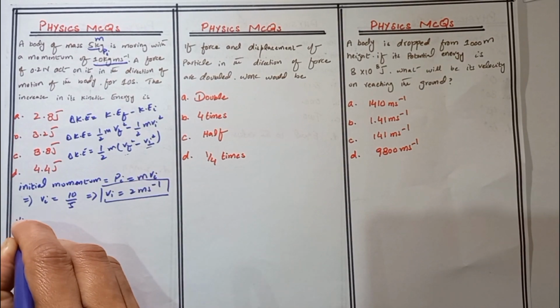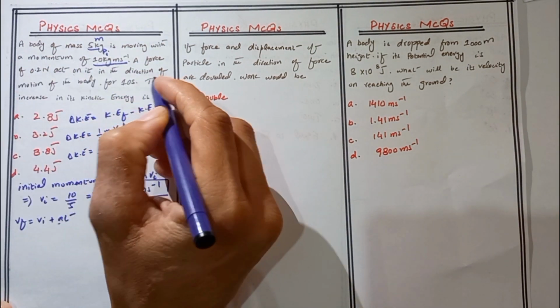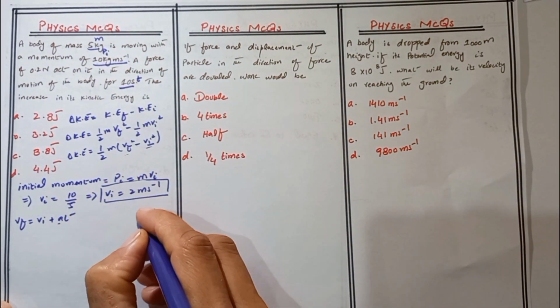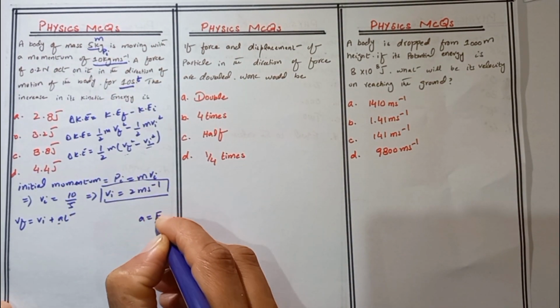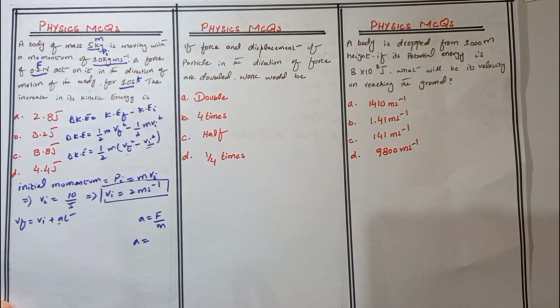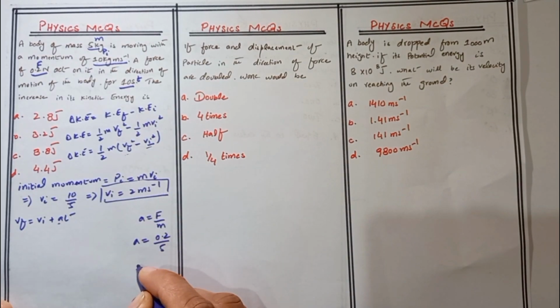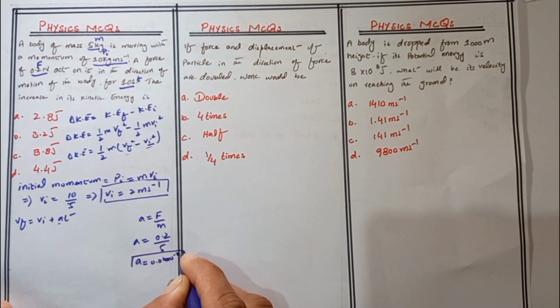We can find vf by using the formula vf is equal to vi plus at. In this case, we don't know the a. Time is given, 10 seconds. We can find a by the formula of Newton's second law of motion, F is equal to ma, so a is F over m. Here F is given 0.2 Newton, and mass is given 5. So acceleration becomes 0.04 meter per second square.